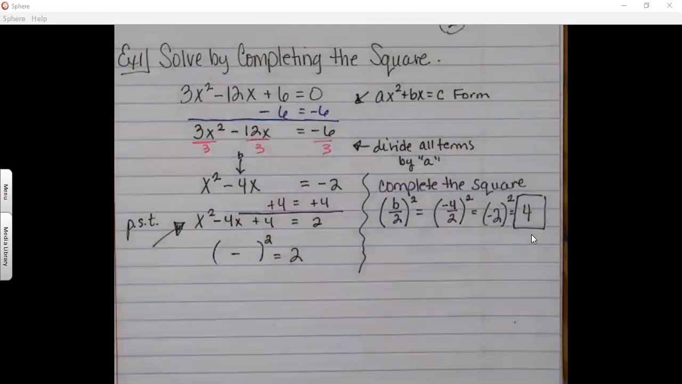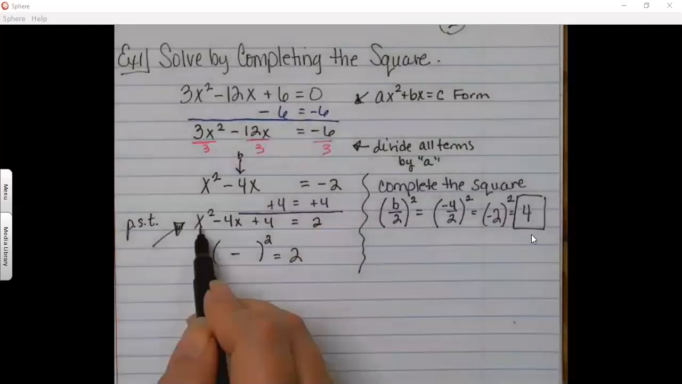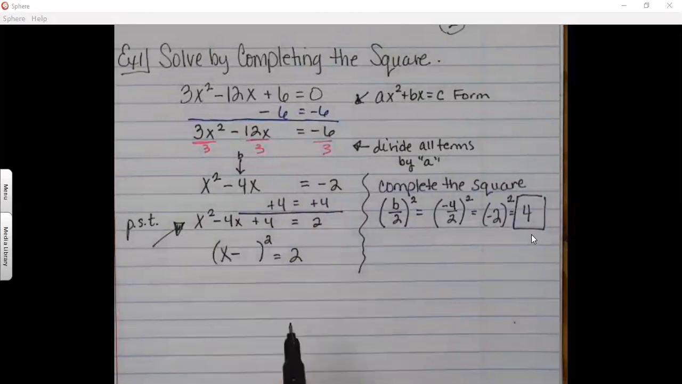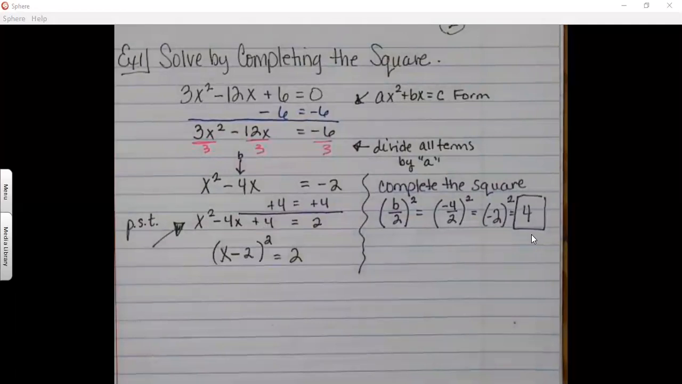Your first term in your parentheses is going to be the square root of the first term. So what is the square root of x squared? X. That's going to be your first term. The second term in your parentheses is the square root of the last term, that positive 4. The equals 2, we're not looking at that. That's not what we're factoring right now. So what's the square root of 4? 2. Okay, that's the shortcut.